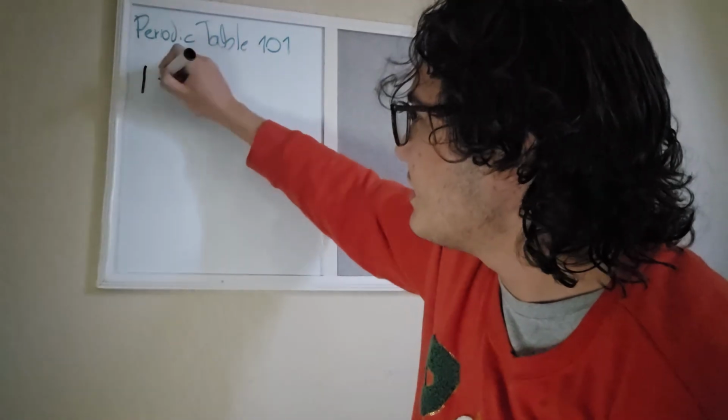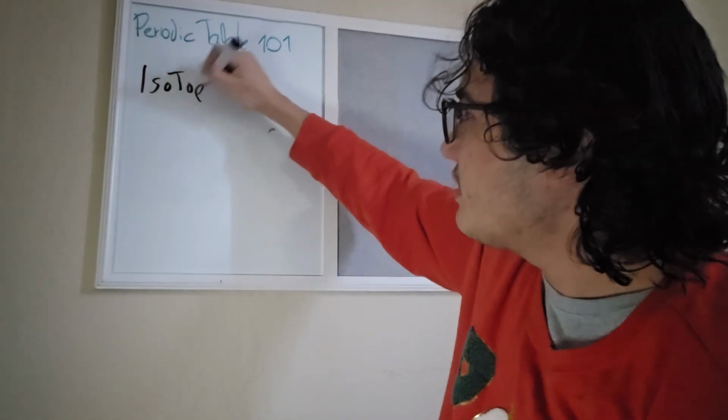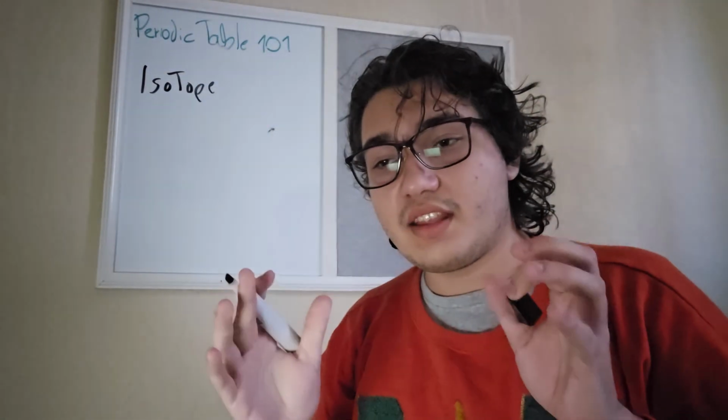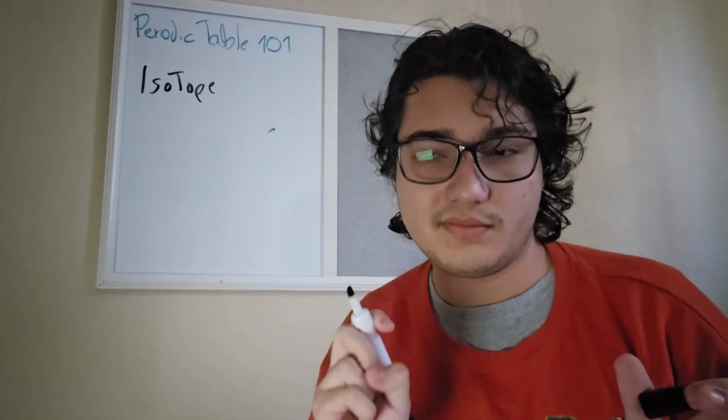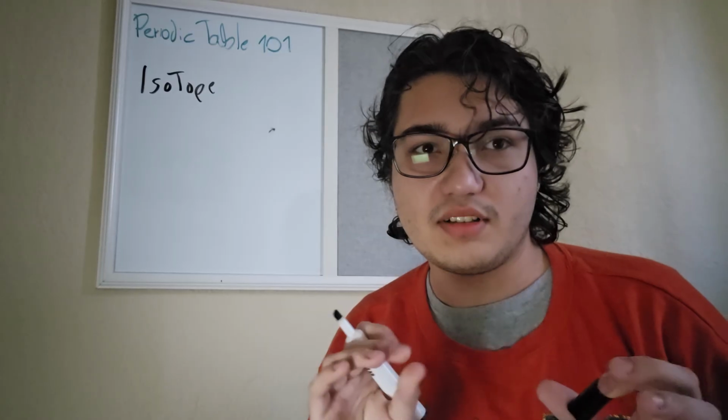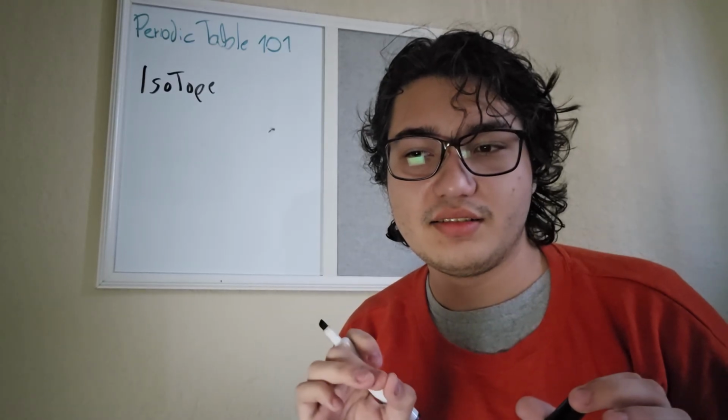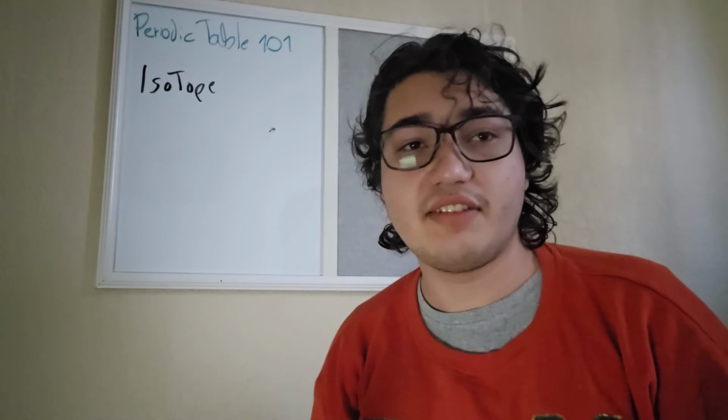Now, what is an isotope? Well, an isotope is basically a type of element. Basically, different versions of an element of different weights because they have different amounts of neutrons.